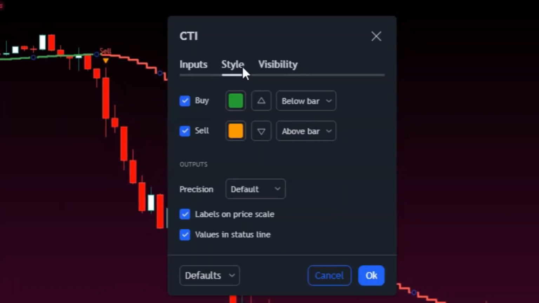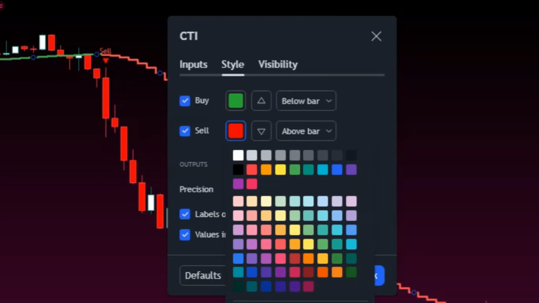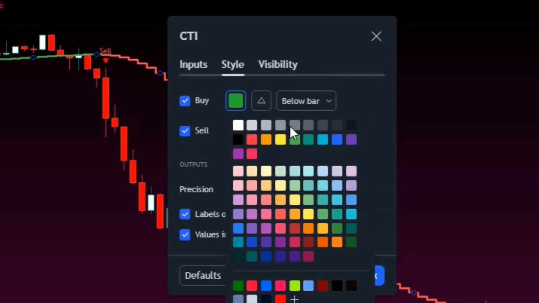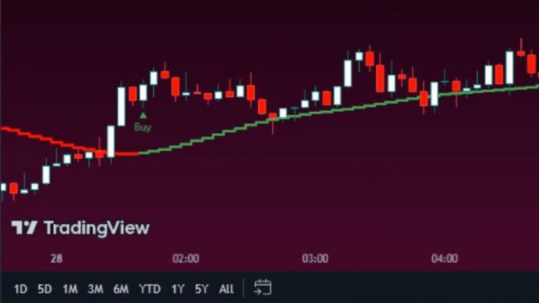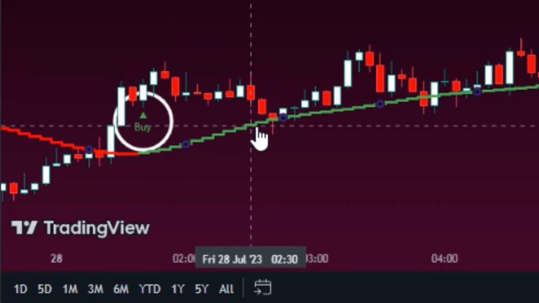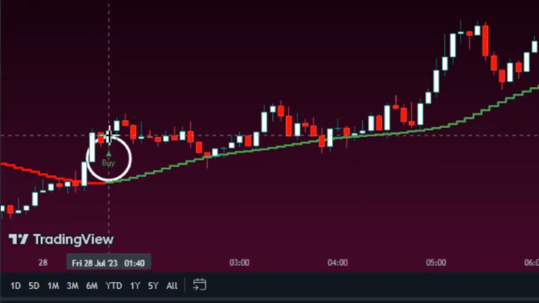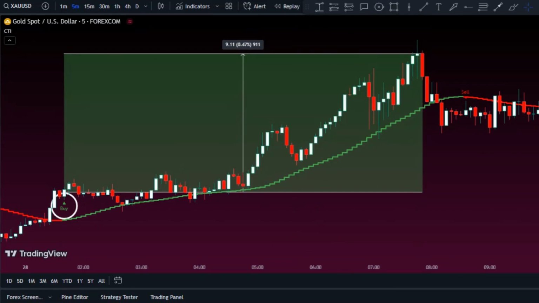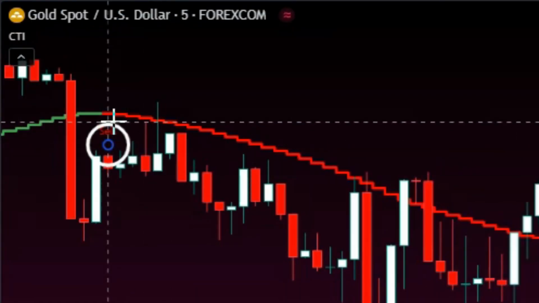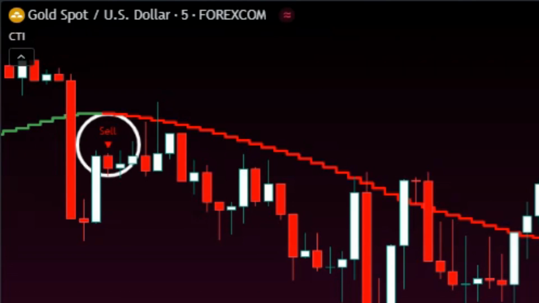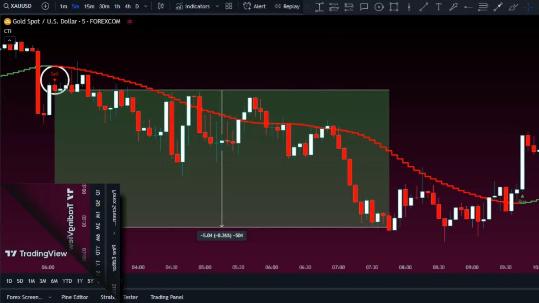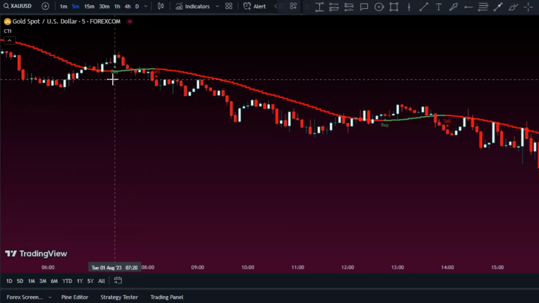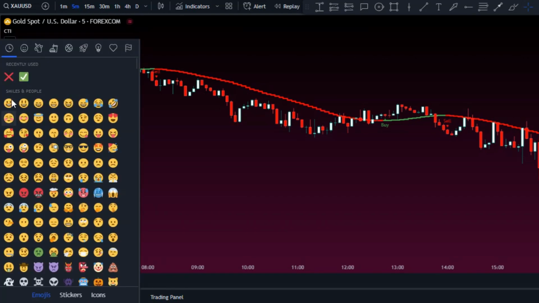Next, follow the steps under the Style tab. Now the indicator gives 2 types of signals, buy and sell signals, where you can take long and short positions. But sometimes the indicator gives bad signals that we should filter out to improve our win rate.